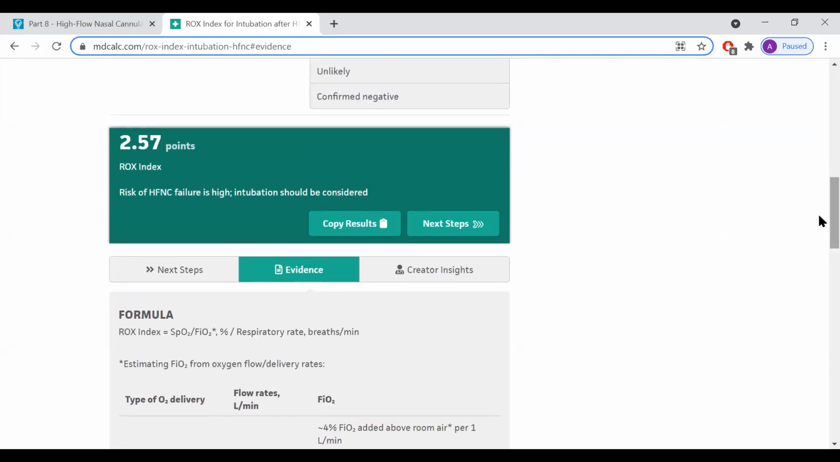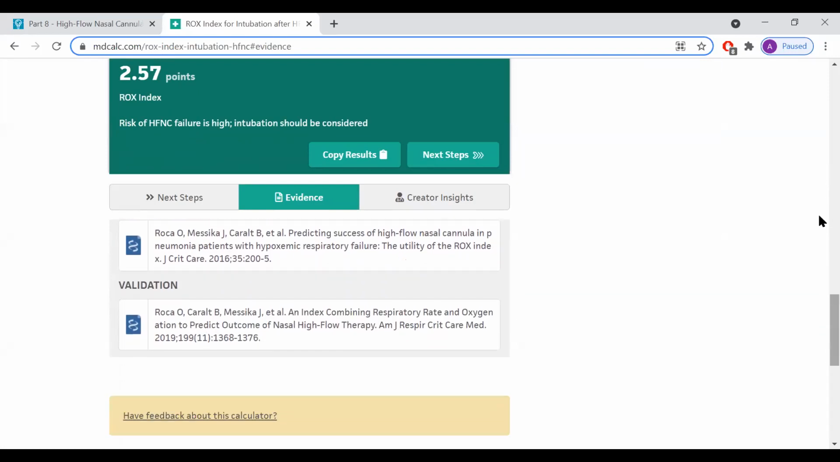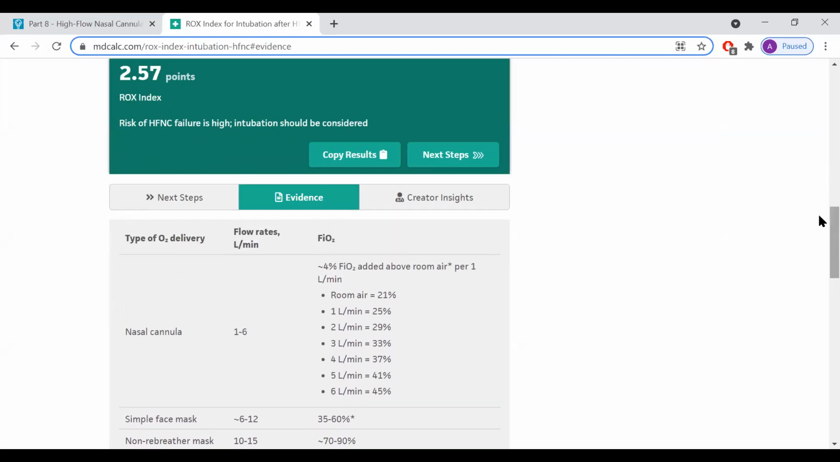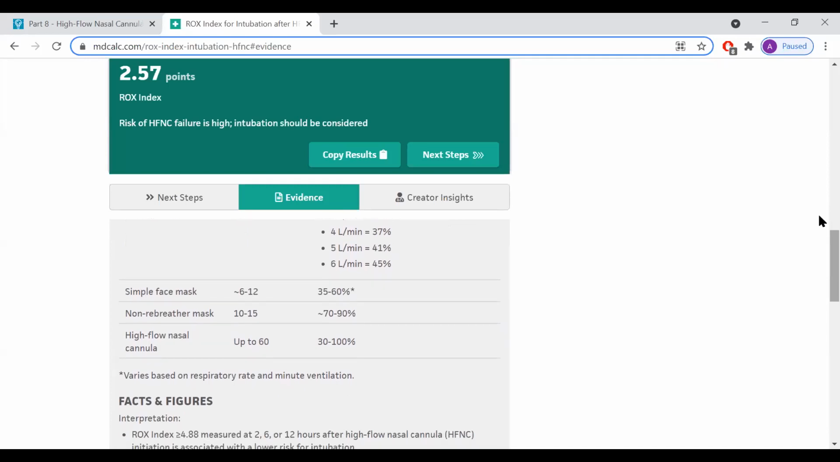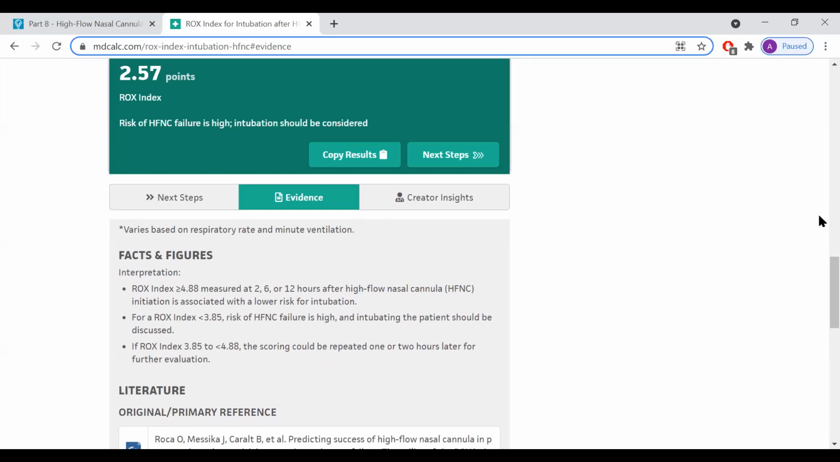So go down. Yeah, keep going. Go up a little bit. Yeah, here, facts and figures. We don't need to spend much time here. All people can know is that once you increase 1 liter per minute, you are increasing about 4% on FiO2. So go down then. Yeah, about facts and figures. Yeah, that's what I needed people to see about the interpretation.